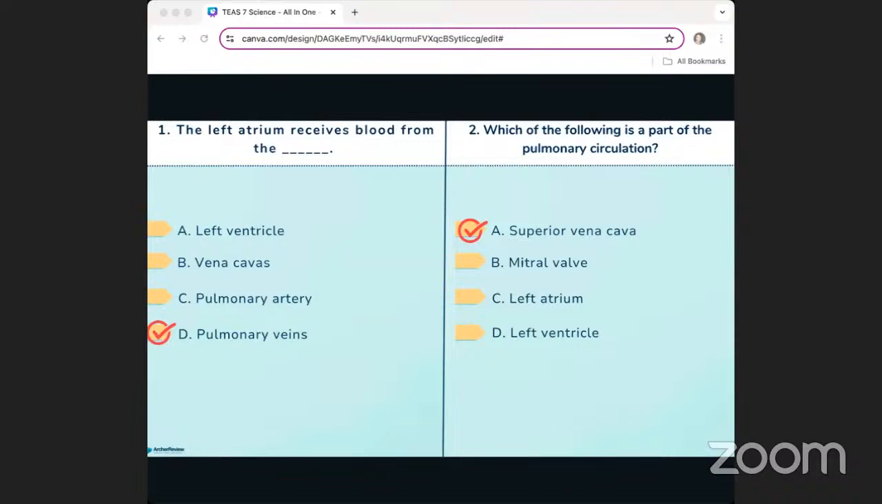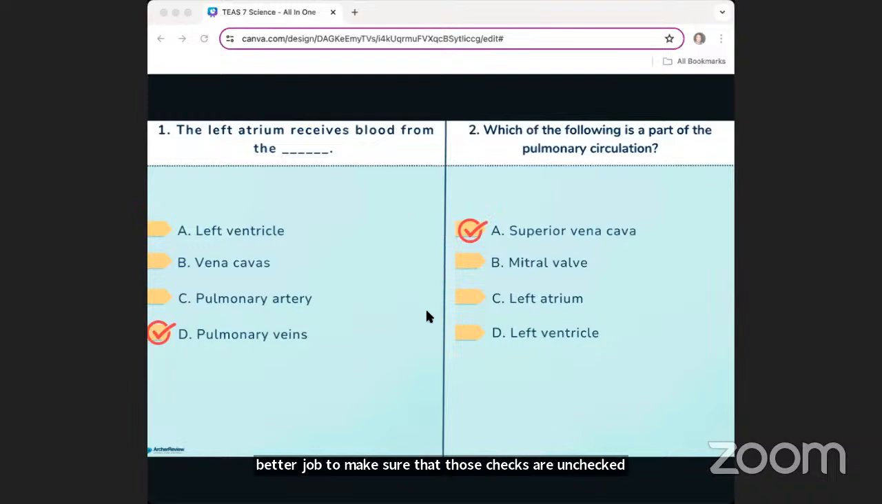Question number 2, which of the following is part of the pulmonary circulation system? And the correct answer here, unfortunately, was revealed for you already. I'll do a better job to make sure that those checks are unchecked next time.